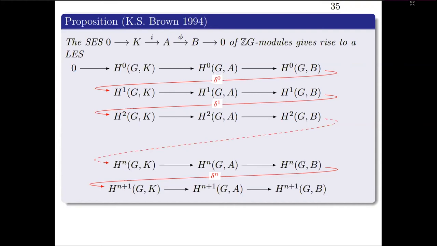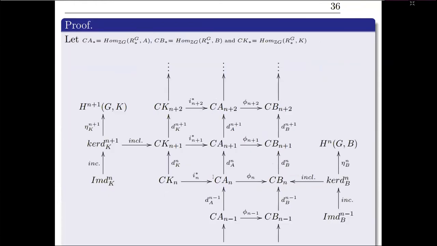I want to implement this diagram in HAP. CA means all the homomorphisms from the resolution to the ZG modules, and CB star takes all the homomorphisms from the resolution, and CK takes all the cochain complex of the resolution of G with the K.